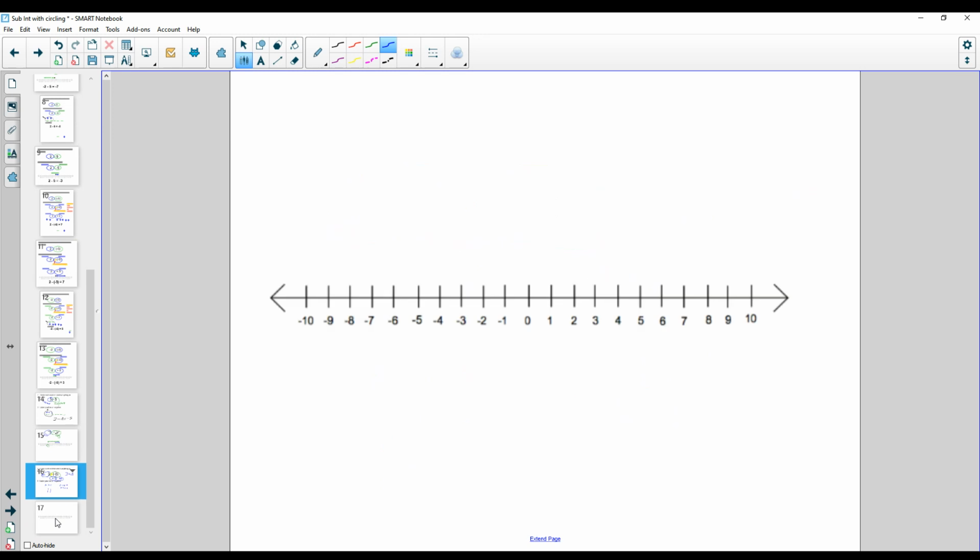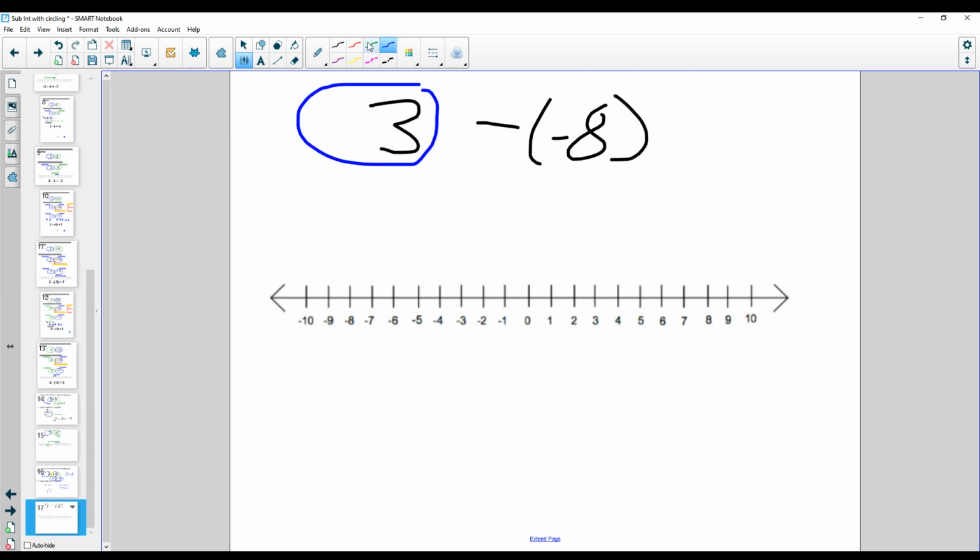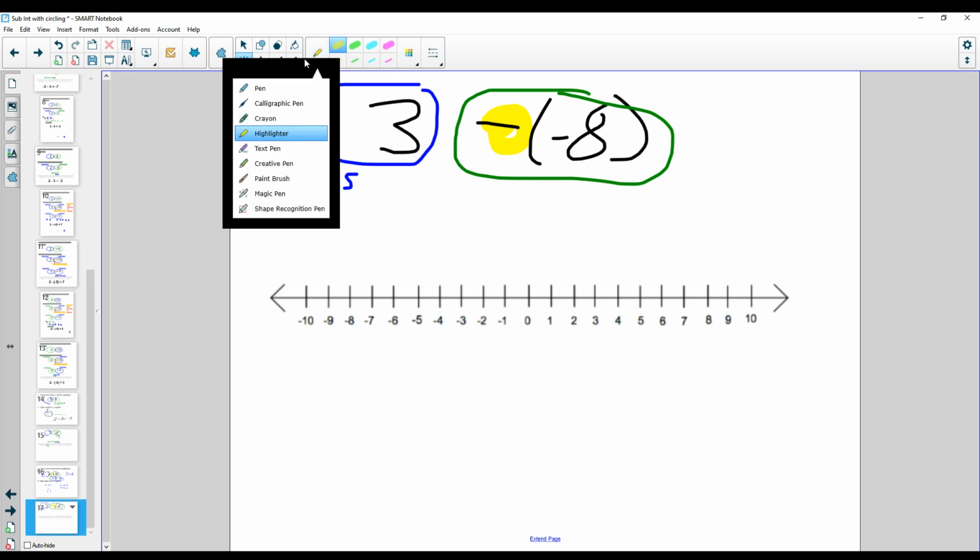Let's try it with a number line again. So the question was 3 minus -8. You circle the first number, 3. You circle the second number, -8, and everything in front of it. So this is positive, but this is -8, but there's a negative in front of it. It's saying, what is the opposite of -8? +8.